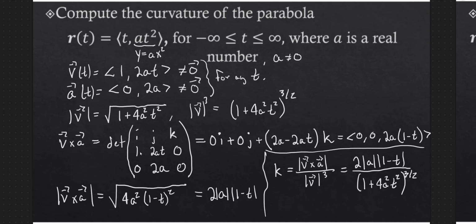It was right here when I computed v cross a. I did 2a minus 2at, but 2at was being multiplied by 0, right? 1 times (2a minus 2at) times 0. So that 2at should not be there. This is, again, why I recommend doing everything in pieces like this, because now it's really easy to correct my mistake. So this isn't 2a times (1 minus t). It's a lot simpler than that. It's just 2a.